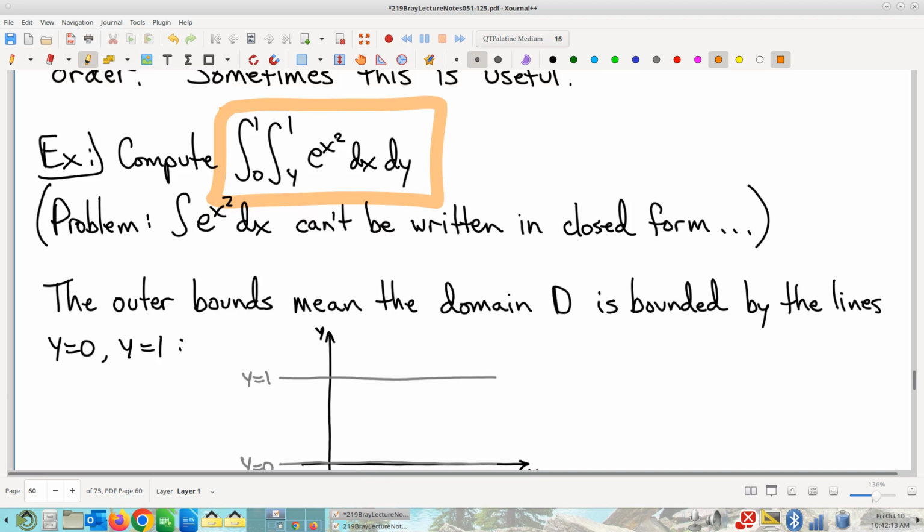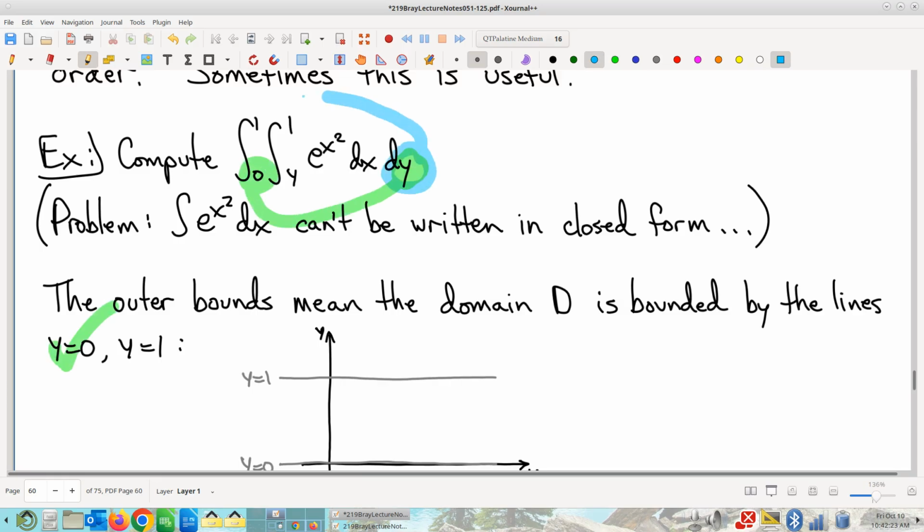So let's do that. This is pretty much just undoing what we always do. We're going to look at where y equals 0 and where y equals 1. It basically says right there that's going to be our range of values for y. Y is going to go from 0 to 1.